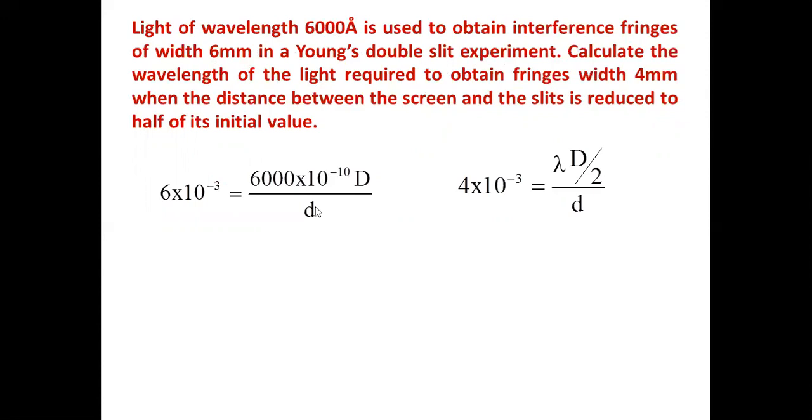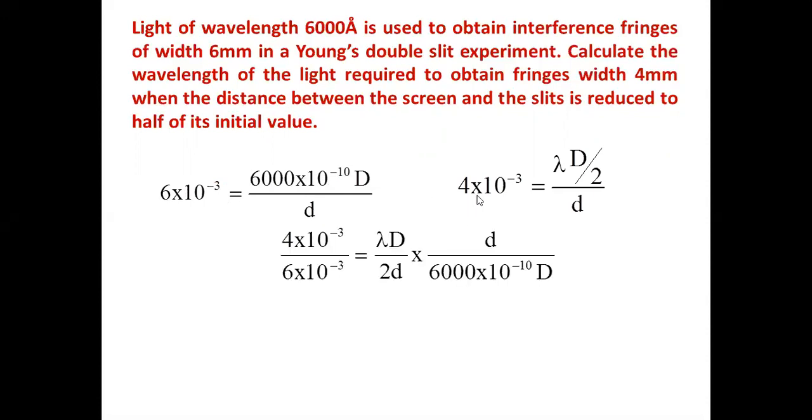Right. I have directly applied it now. This is the first equation, right? Now the next equation is what? I can bring this D here and 6 millimeter here later. Now, 4 millimeter is equal to, yeah, to obtain a fringe width of 4 millimeter. Directly I have written the second equation.